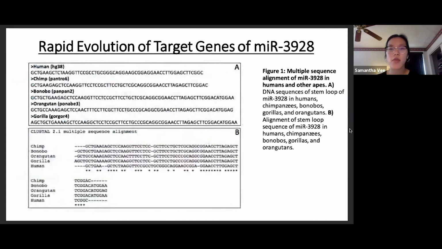We performed a multiple sequence alignment of MIR3928 stem loop sequence in humans and other great apes. The columns with stars indicate an entirely conserved column, and as you can see, large portions of the stem loop sequence aren't conserved, indicating a rapid evolution of the target genes of this microRNA. Next slide, please.